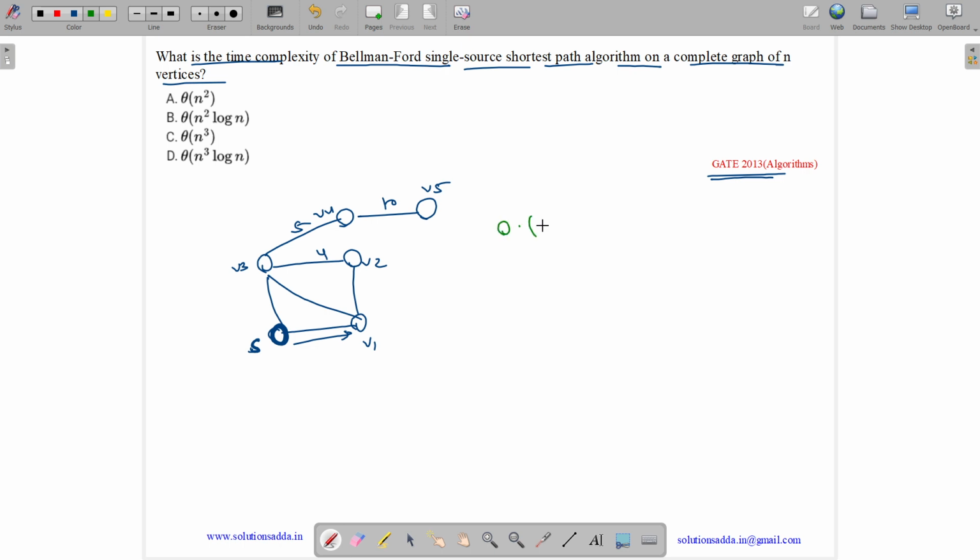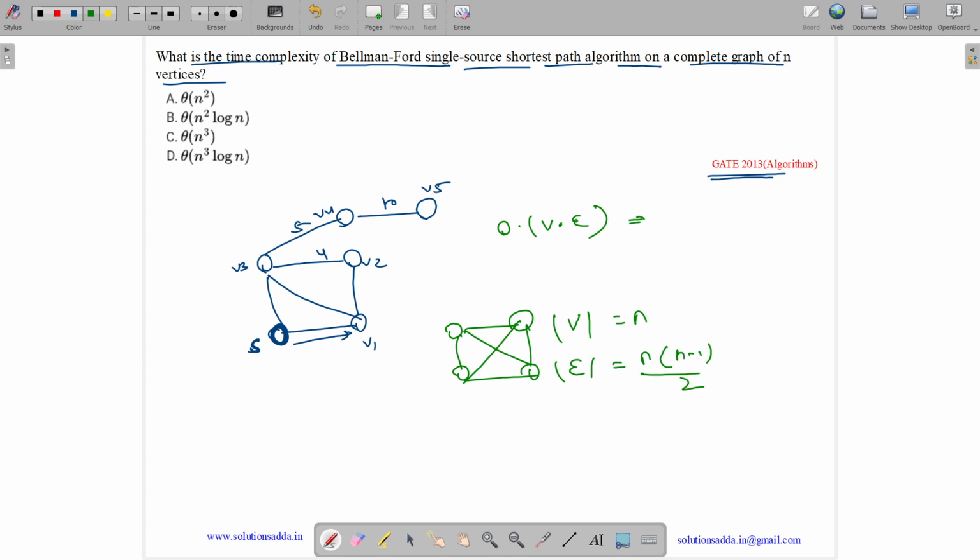So the standard complexity is order of v into e, where v is the number of vertices and e is the number of edges. But for a complete graph, let us suppose K4 like this, what is the number of vertices, and what is the number of edges? Let us assume that the number of vertices is n. The number of edges is n into n minus 1 by 2.